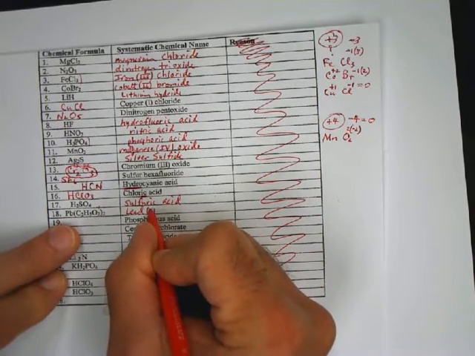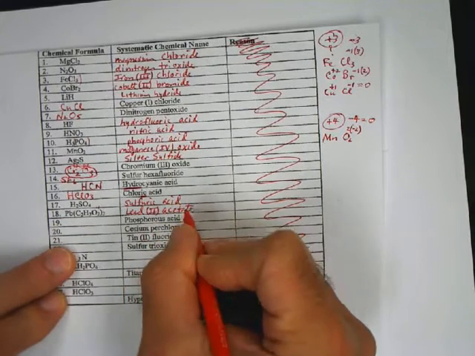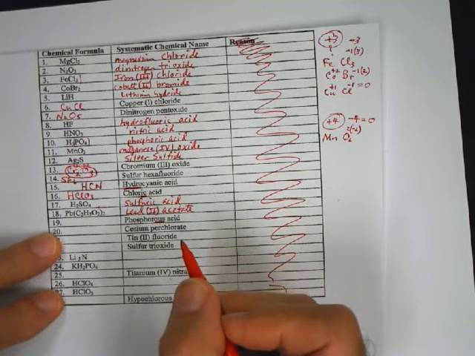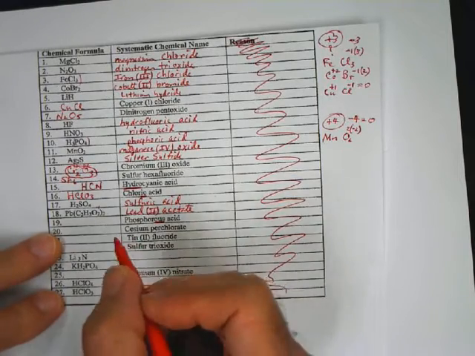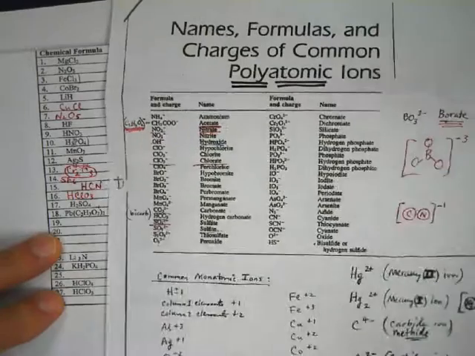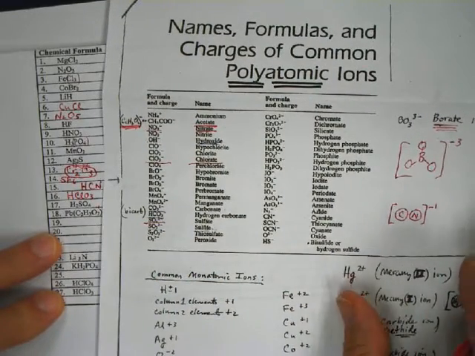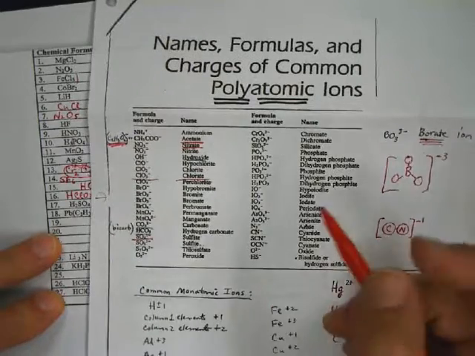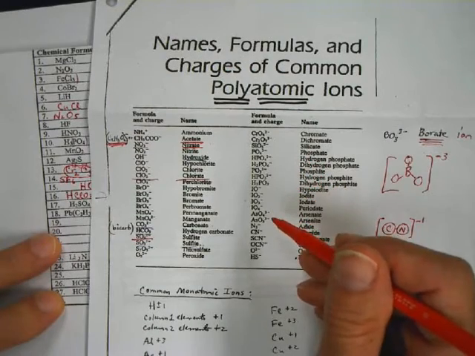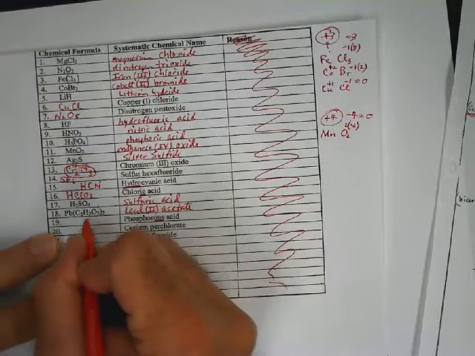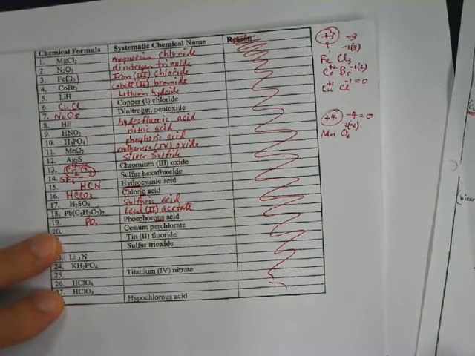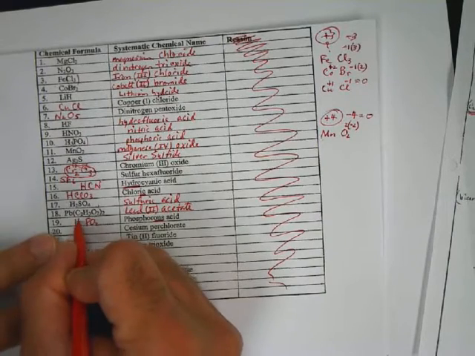Phosphorus acid. That OUS implies that the polyatomic ion had an ITE ending to begin with. So that would be a phosphite ion. If we looked on the polyatomic ion sheet, we can find the phosphite. This particular one doesn't have it on here, but it'd be a PO2 with a -2 charge, and so we could just write it like this: phosphorus acid.